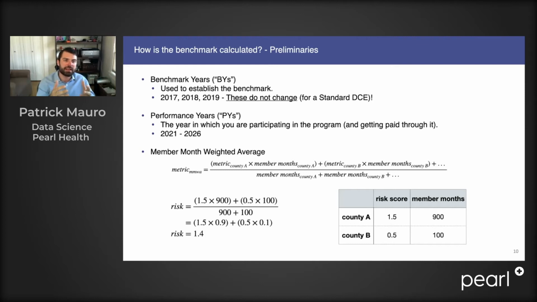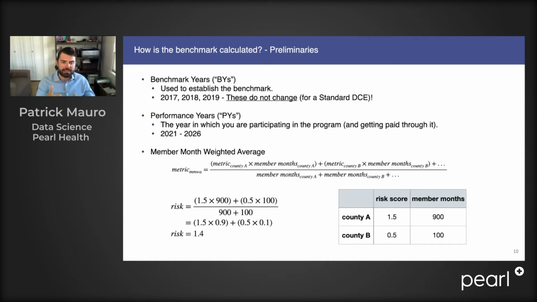In direct contracting, there are 3 years that are used to derive the benchmark. Those are 2017, 2018, 2019. These do not change throughout the program for standard DCE. And those are called benchmark years. Now, the year in which you are participating in direct contracting and you're generating shared savings and losses and capitation, that's called the performance year. And right now the program is scheduled to run from 2021 to 2026.